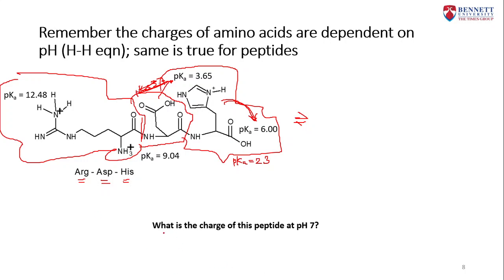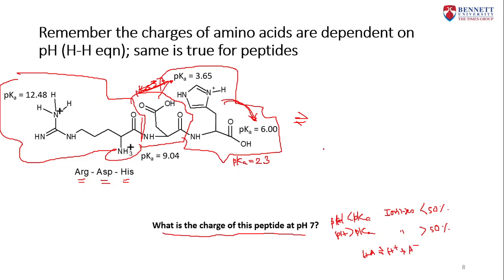So I asked a question: what is the charge of this peptide at pH 7? We have to find this out using the rule that if the pH is less than the pK, it ionizes less than 50%. If the pH is more than the pK, it ionizes over 50%. Ionization means the HA loses its H plus to form A minus. That is the ionization. So let's see what the structure is at pH 7.